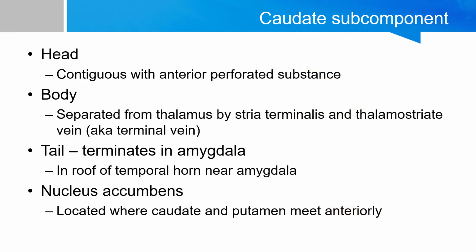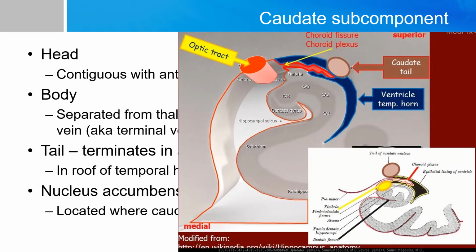The caudate, as we talked about, then turns around to form the tail, and the tail then terminates in the amygdala. And the tail also sits on the roof of the temporal horn over here near the amygdala. And we've covered the temporal horn in the hippocampus video.